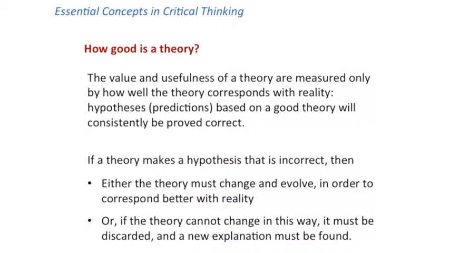What do we do when the predictions from a theory turn out to be wrong? In that case, the theory is obviously incorrect in its present form, because the explanation that it's offering does not fit with the real world. Then we have two choices. The theory must either change and evolve so that it fits better with reality, or, if this is not possible, then the theory must be abandoned and a new theory, a new and better explanation, has to be found.